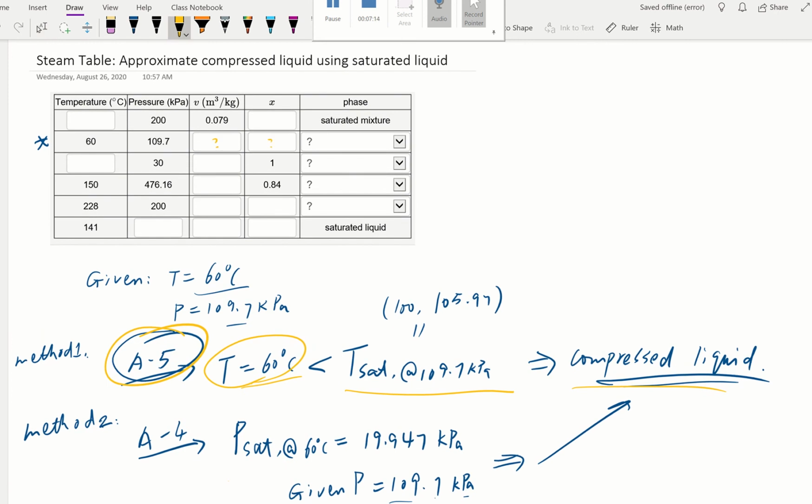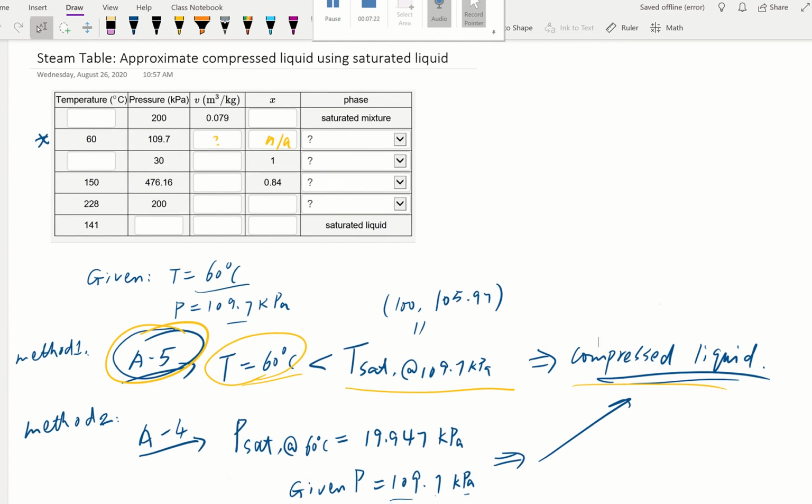how are we going to find out? We need to find out volume and X. Well, X is meaningless, right? It's not available because it's compressed liquid. X, quality, only applies for a mixture. And how about specific volume?